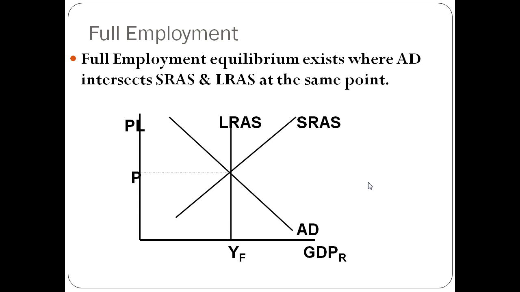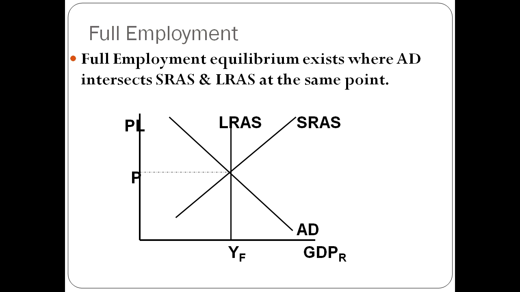That full employment output is a very special type of output, and right above it is going to be your long run aggregate supply curve. So your goal for fiscal policy is to get back to full employment, where aggregate demand and short run aggregate supply are intersecting at full employment. In this case, you had an equilibrium price level represented by the variable P, and an equilibrium output represented by the variable YF.